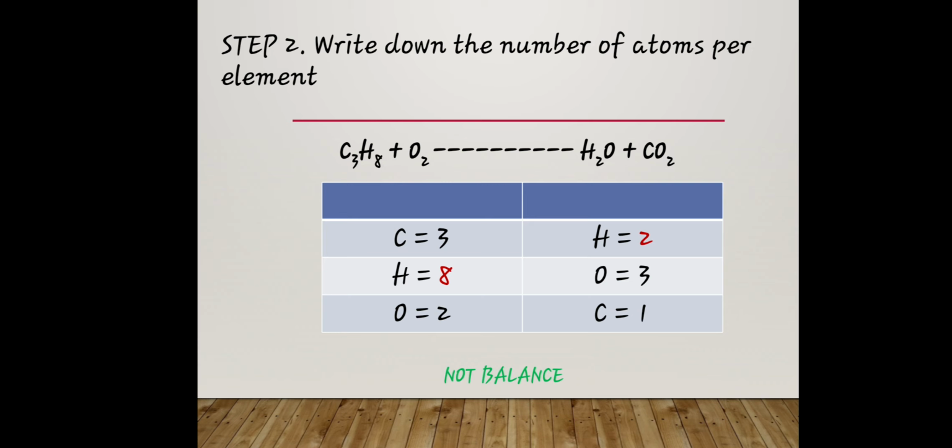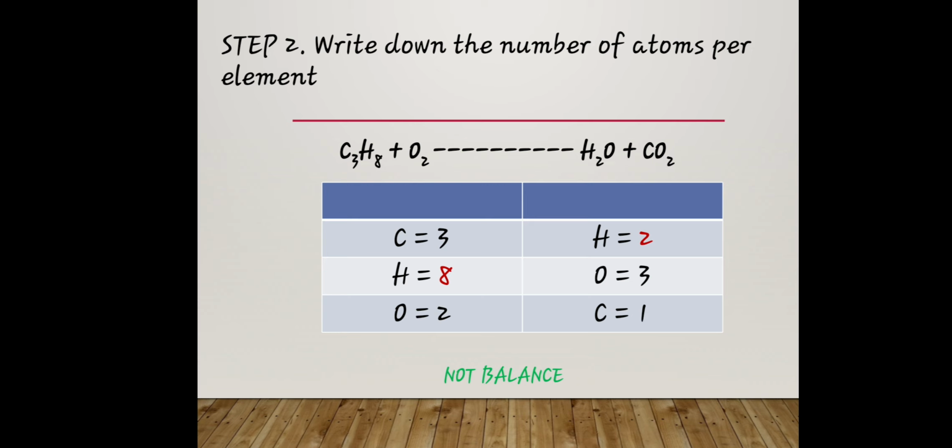Okay, for the reactants, we have carbon. The subscript of carbon, or the number of atoms of carbon, is 3, while hydrogen is 8 and oxygen is 2. While in our product, the number of hydrogen is 2, the number of oxygen is 3, and the number of carbon is 1. Literally, the equation is unbalanced. So let's try to solve, and let's try to balance this type of chemical equation.